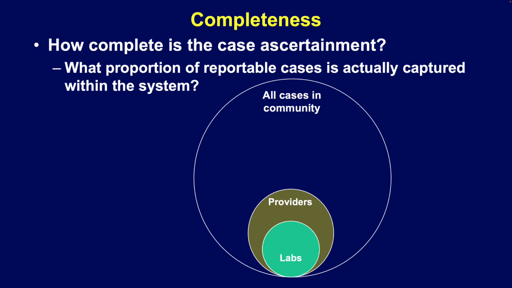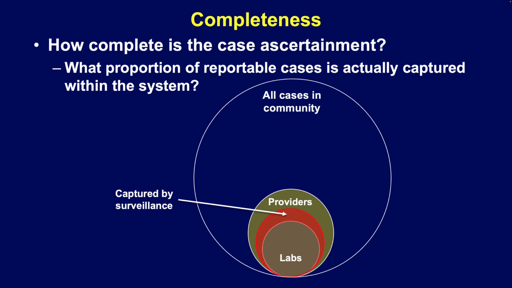The completeness of a surveillance system is an attribute that refers to the completeness of case ascertainment. So what proportion of reportable cases occurring in the community are actually captured by the surveillance system? Visually, you can think of the large circle as all the cases that are happening in the community. And then within that, you can imagine that some proportion of the cases came to the attention of providers. Some came to the attention of labs. Some came to the attention of both providers and labs. And all of these would be the reportable events. But what proportion of reportable events are actually captured by the surveillance system?